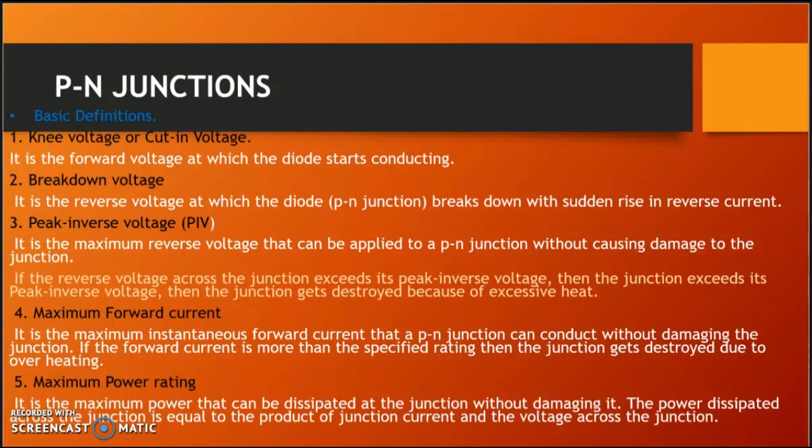We also have one term called the maximum forward voltage. The maximum forward voltage is the maximum instantaneous forward current that a PN junction can conduct without damage. So the maximum forward current a PN junction can conduct without damaging it is called the maximum forward voltage. And we have a maximum power rating. It's the maximum power that can be dissipated at the junction without damaging it. The power dissipated across the junction is equal to the product of the junction current and the voltage across the junction.